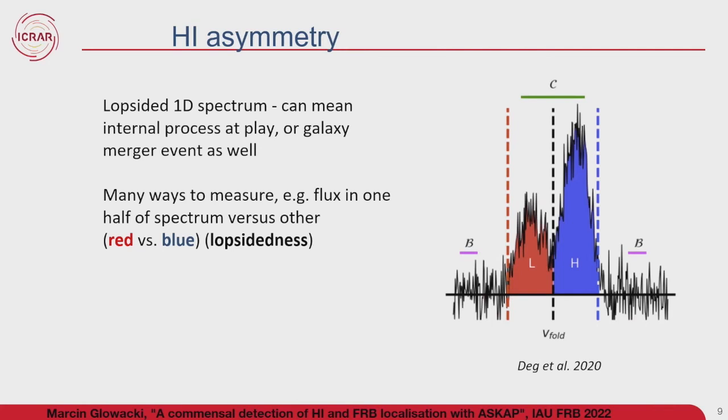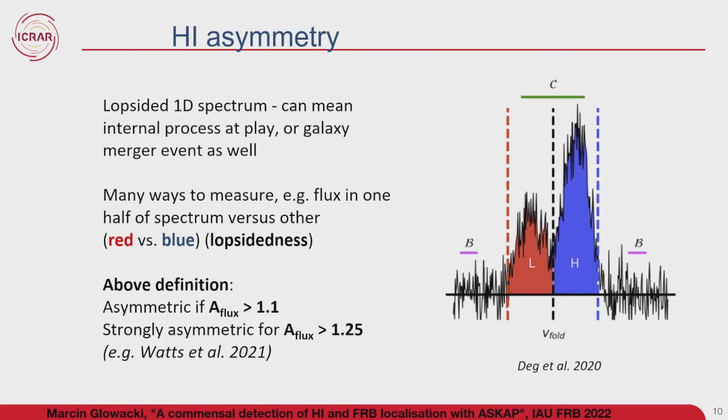One way that's been done since the 80s is you measure the flux in one half of the spectrum, say the blue, versus the other half, so the red. And you always take this to be greater than or equal to 1. So using this definition, you would say something starts to be asymmetric above 1.1 or strongly asymmetric above 1.25, for example, looking at the Watts paper. Although there are some small differences in the literature, let's go with this for now.